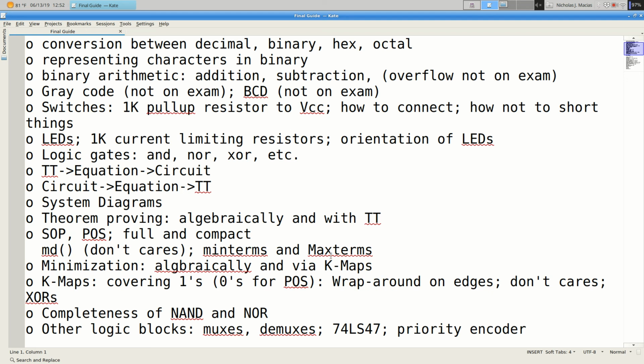All right, NANDs and NORs are complete, so you can build any circuit out of NANDs, you can build any circuit out of NORs.